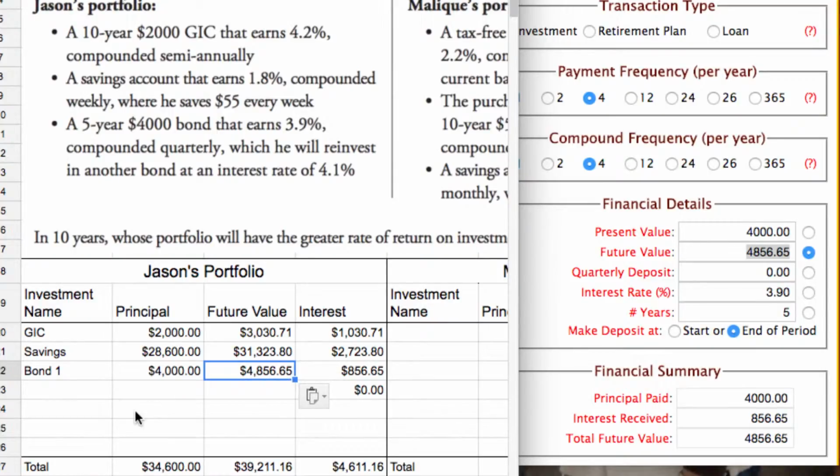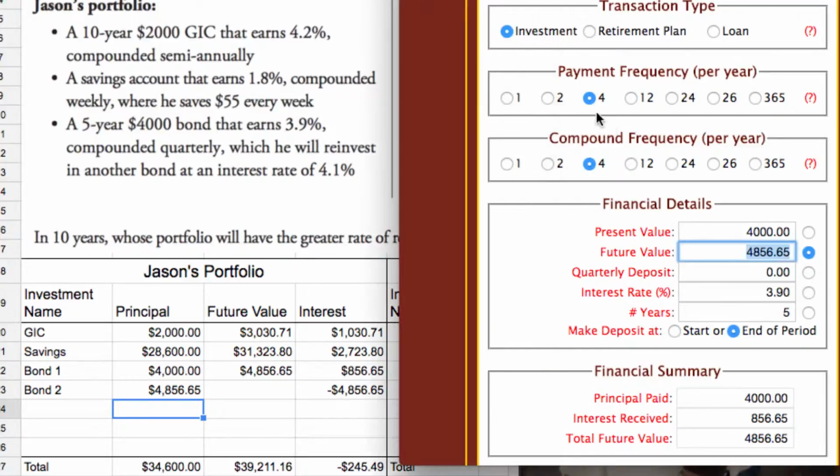Now he's going to reinvest that money. Okay, so he's going to take that money and reinvest it. So now in bond number 2, we're going to say he's going to grab this money right here. Okay, so that's a starting value. And let's figure out what the future value is. Let's assume that it's still compounded quarterly. Okay, so we're going to keep this at quarterly. The present value is now this stuff right here. So we're going to move that over there. We're going to solve for the future value. Delete. Quarterly deposits still none.